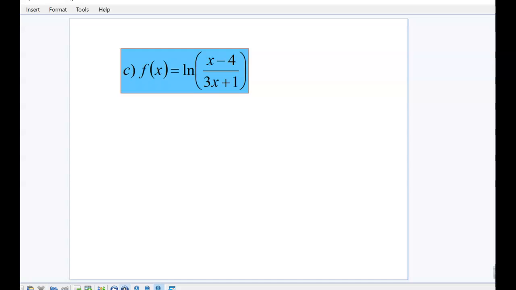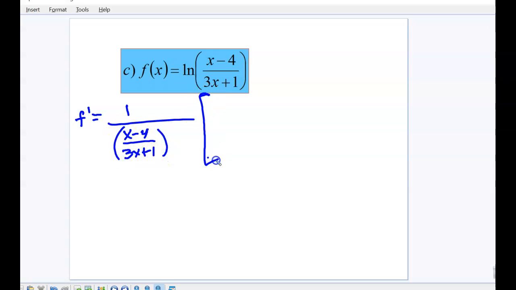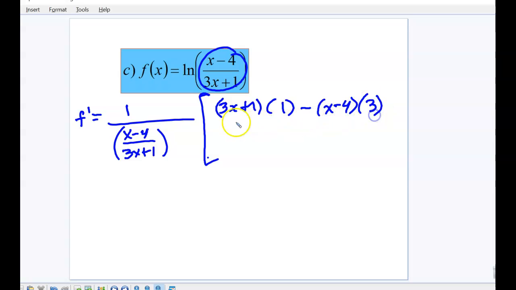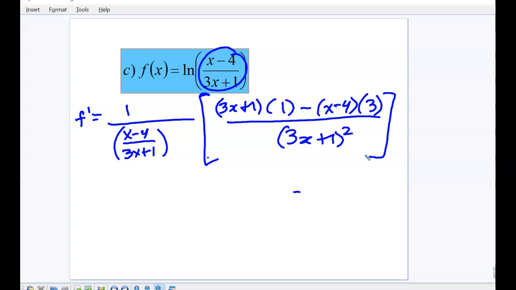All right, in our next example, again, to take the derivative, f prime, it's going to be 1 over my function, which is x minus 4 divided by 3x plus 1, times the derivative of this, which is going to be the quotient rule, so 3x plus 1, times the derivative of the top, which is 1, minus the top times the derivative of the bottom, all over the bottom squared. So again, you're done calculus right here.